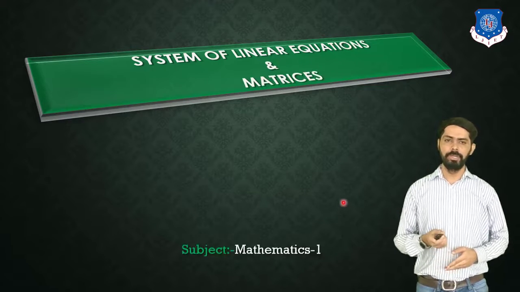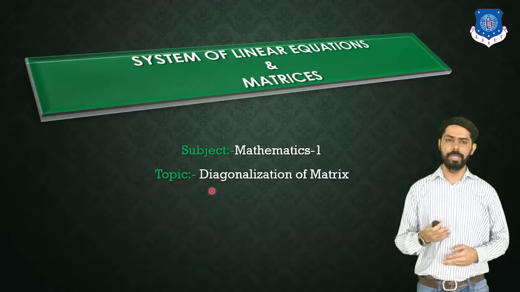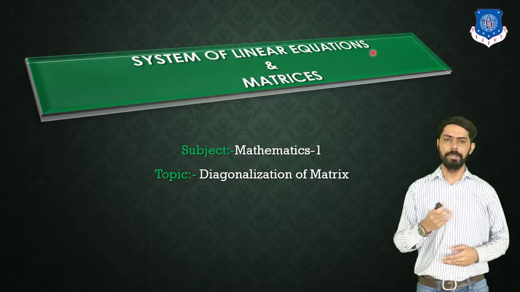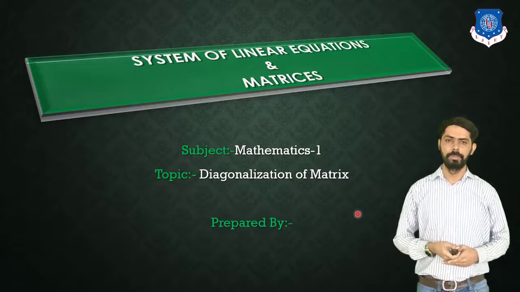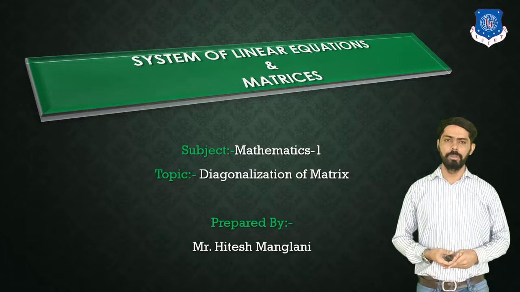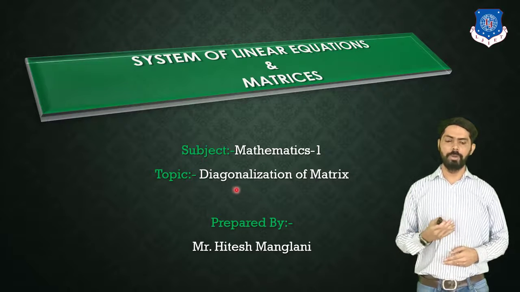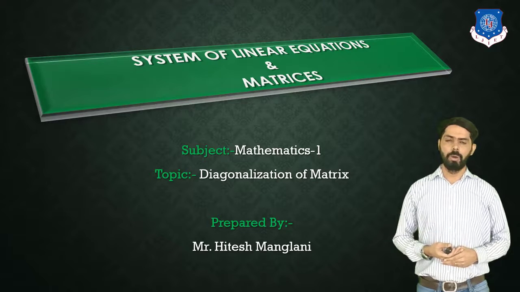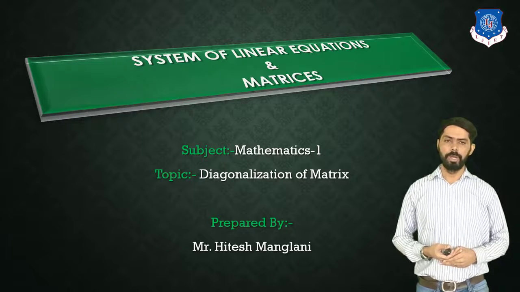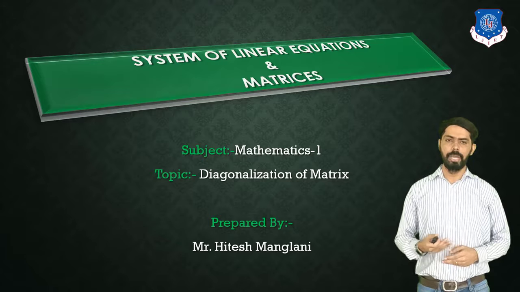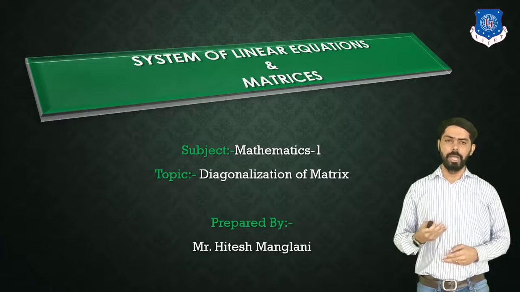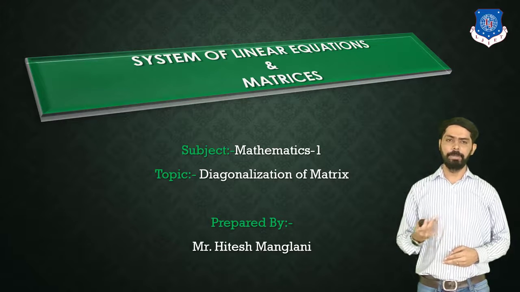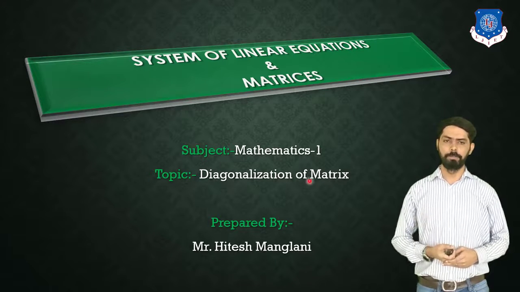So today we will discuss the topic of diagonalization of a matrix, from the chapter System of Linear Equations and Matrices. First of all, we will understand what a diagonal matrix is. If all the values are 0 except the principal diagonal, and in the principal diagonal there is at least one non-zero value, then we can say that the matrix is in diagonal form.